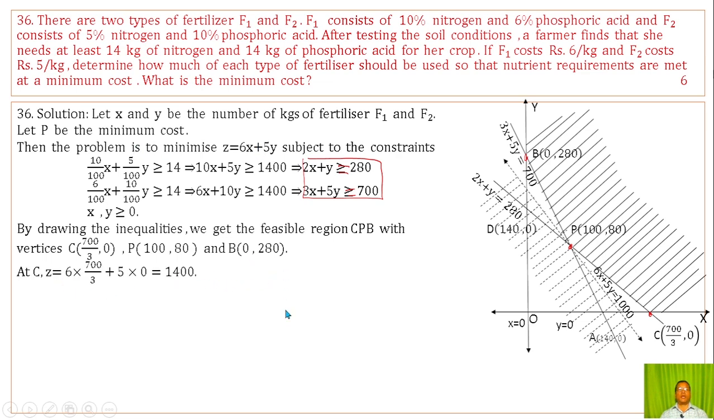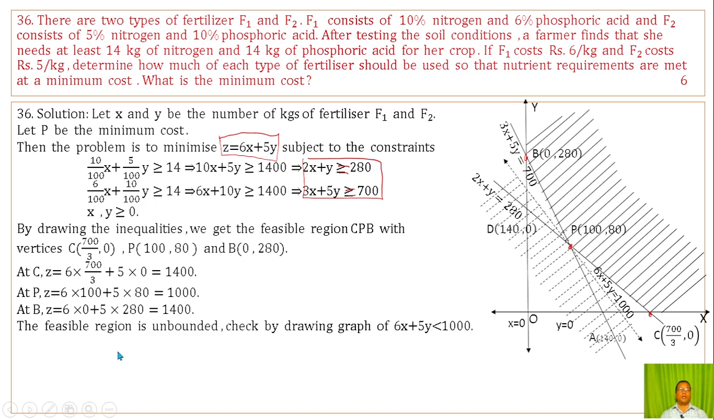Now the value of Z at each corner point: at P the value of Z is this, at C the value of Z is this, at B the value of Z is this. The feasible region is unbounded. Since the feasible region is unbounded, check by drawing the graph of this.